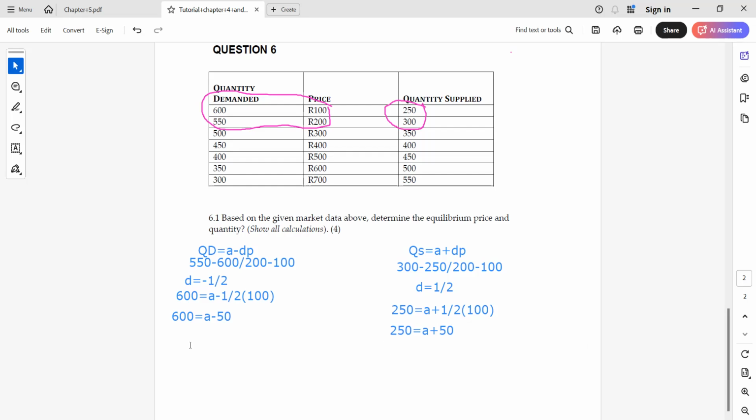Okay, and then now you transpose. Your 50 is negative here, so if you transpose it, that side is going to be positive. So your A is going to be equal to 600 plus 50, which is 650. And on this side, 50 is positive, so if you transpose it, it's going to be negative. So A is equal to 250 minus 50, which is 200.